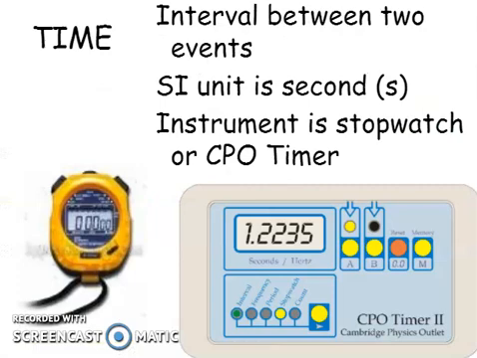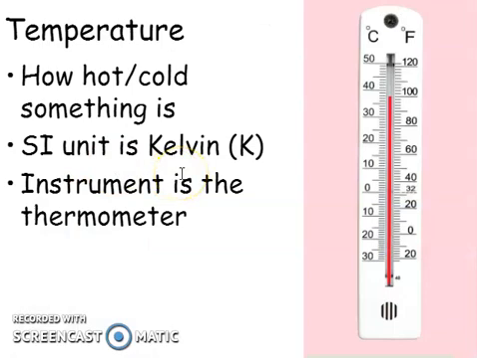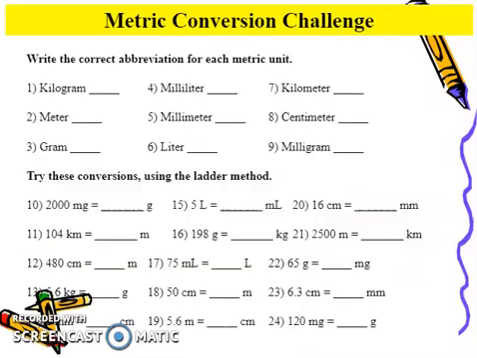The last few things, time. Time is the interval between two events. The SI unit for time is seconds. The instrument that we're going to use for time is a stopwatch. For temperature, we're going to use a thermometer, and the SI unit for temperature is Kelvin. It measures how hot or cold something is.